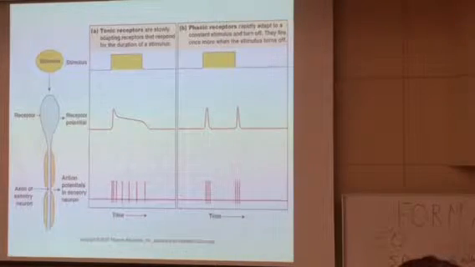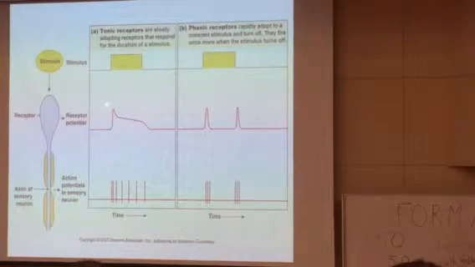Now, we can, in general, classify two types of receptors based on their response to a maintained stimulus. One type is shown here on the left. Here is our stimulus box up here. These are tonic or slowly adapting receptors. You can see that not only is the receptor potential maintained throughout the duration of the stimulus, but so are the action potentials produced by that receptor potential.